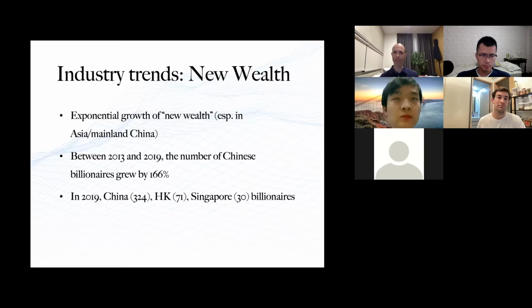And again, in 2019, so kind of the most recent statistics, China had 324 billionaires, Hong Kong had 71 billionaires, and Singapore had 30 billionaires. And then, of course, you look below that and you've got lots of millionaires. So the family office industry has seen incredible growth through this last 15 to 20 year period of time.